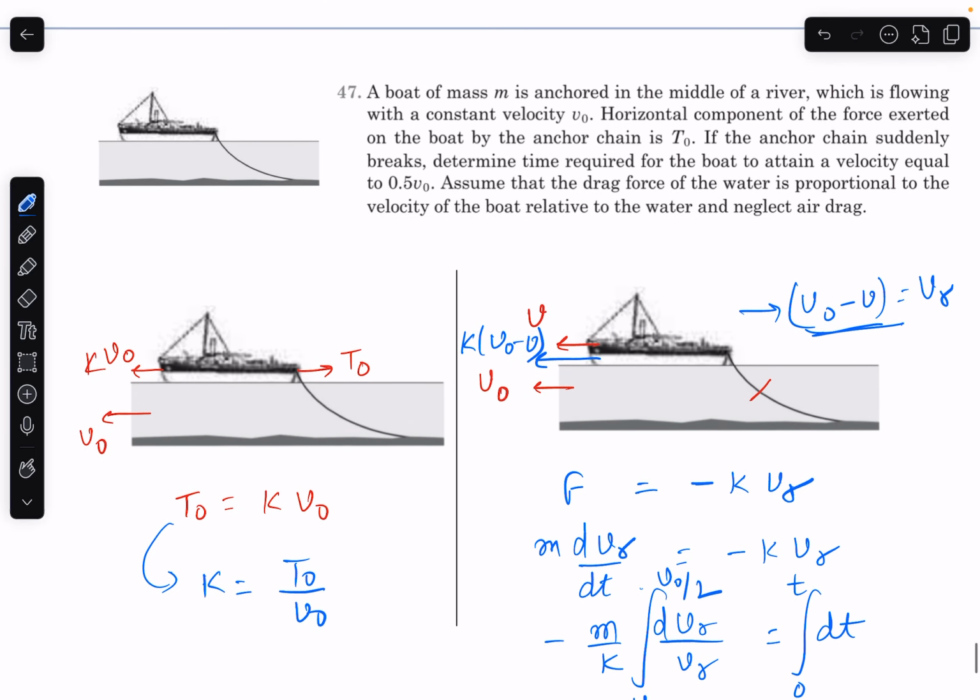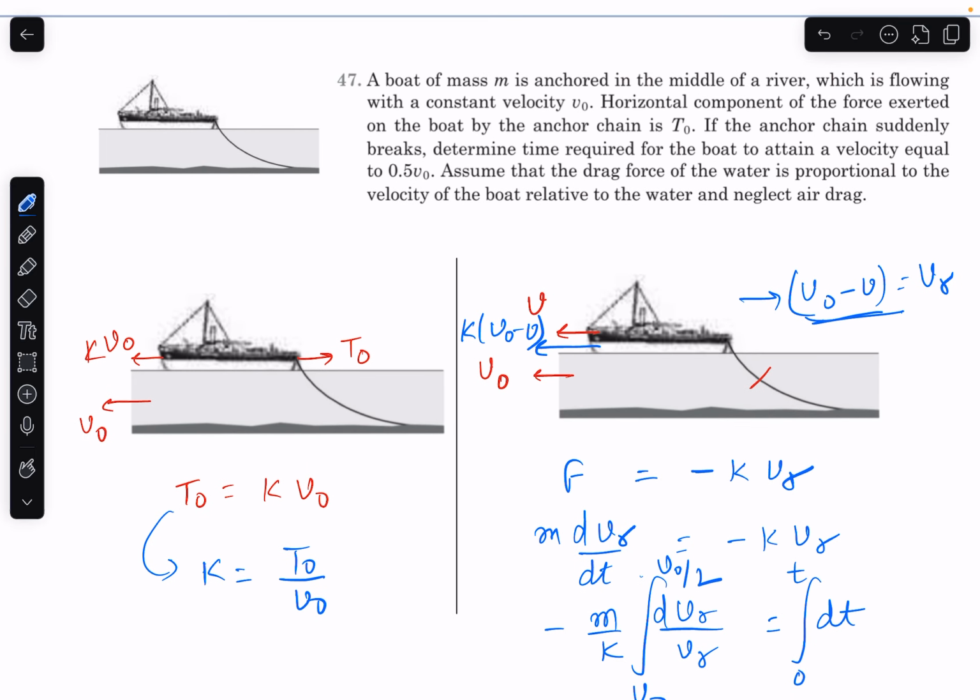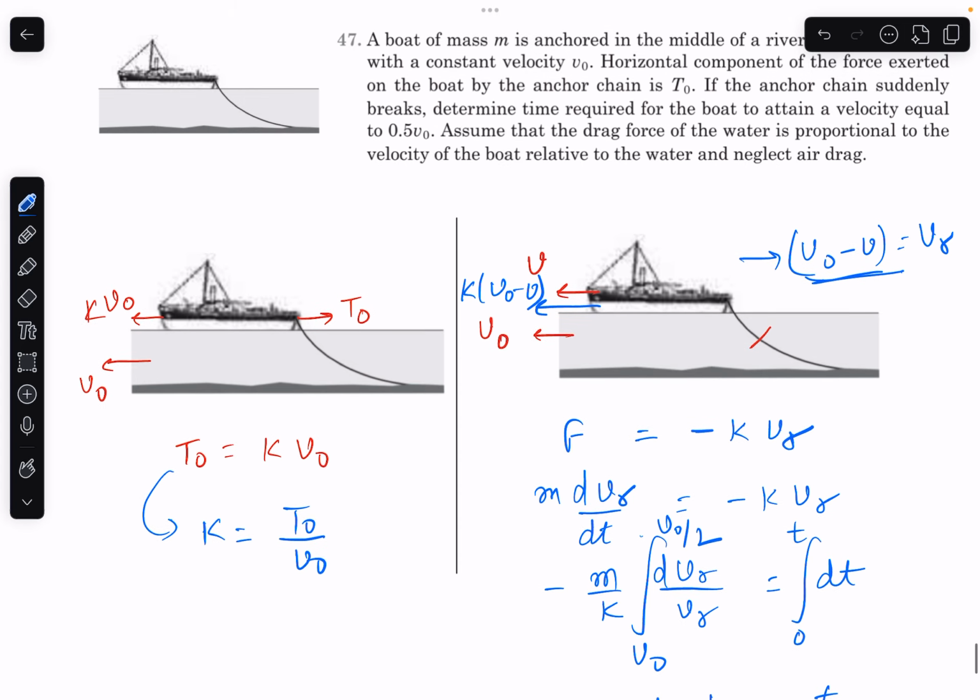So this is the solution to this problem. This is a problem from the book Pathfinder. I hope you get it. Thank you very much.